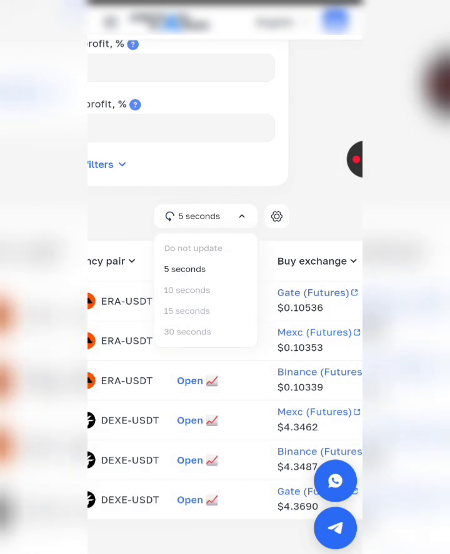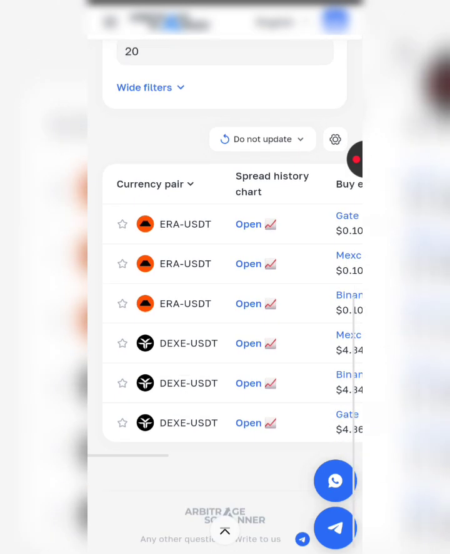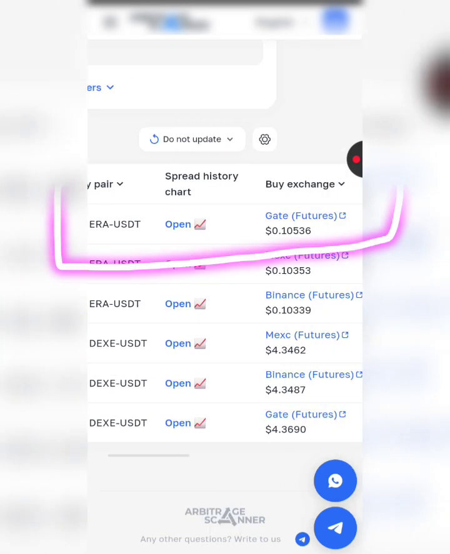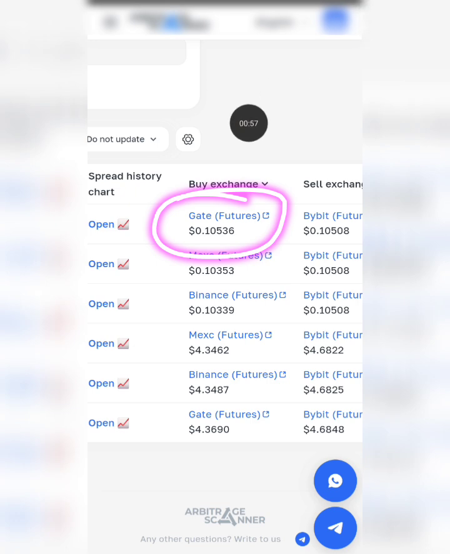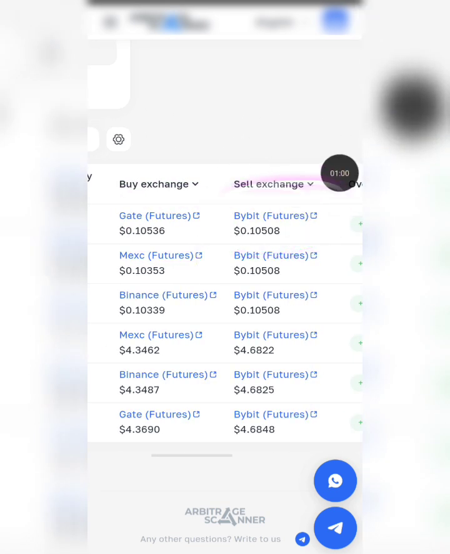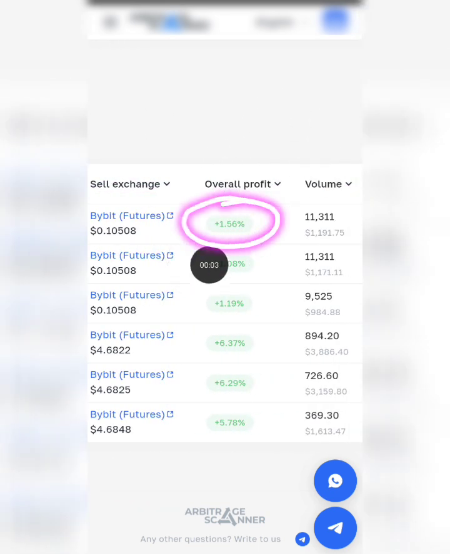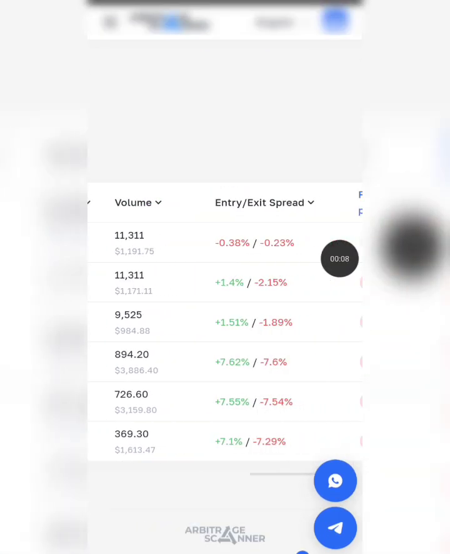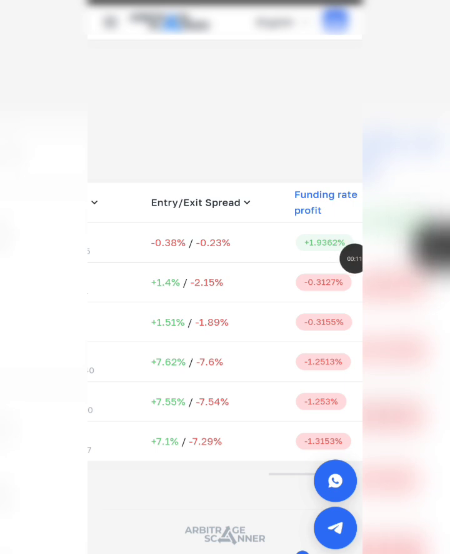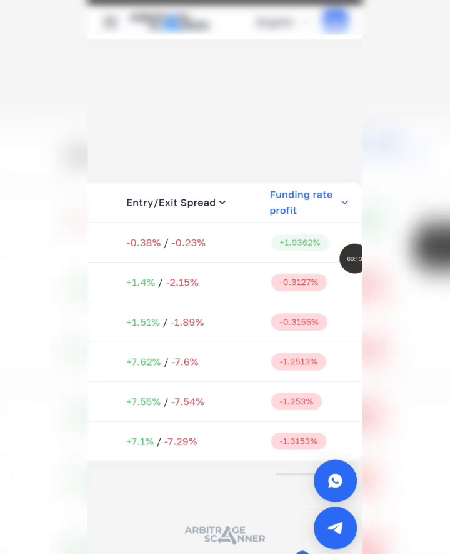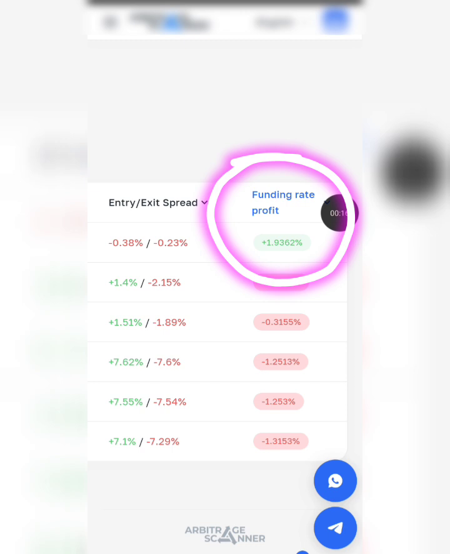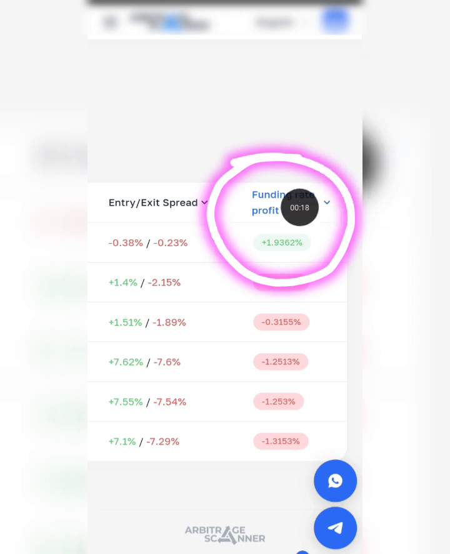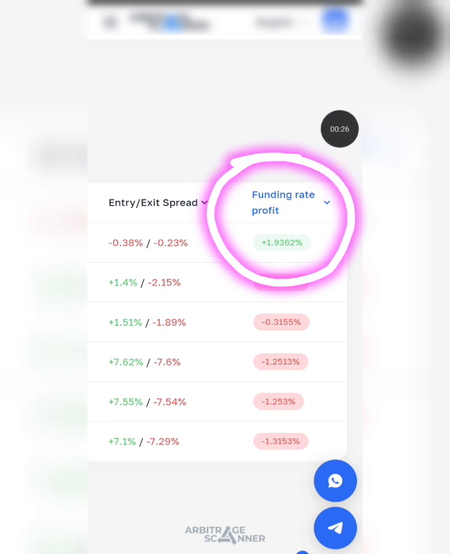So these are the current futures to futures arbitrage opportunities at the time of making this video. The first one right here is between the Gate.io futures market and the Bybit futures market, and it has an overall profit of 1.56% right here, and it has a very good trading volume. Also, this particular one has an entry/exit spread, which we're still going to talk about. But one important thing about this arbitrage opportunity is that the funding rate profit is around 1.93%, and funding rate is actually one good factor about futures to futures arbitrage.